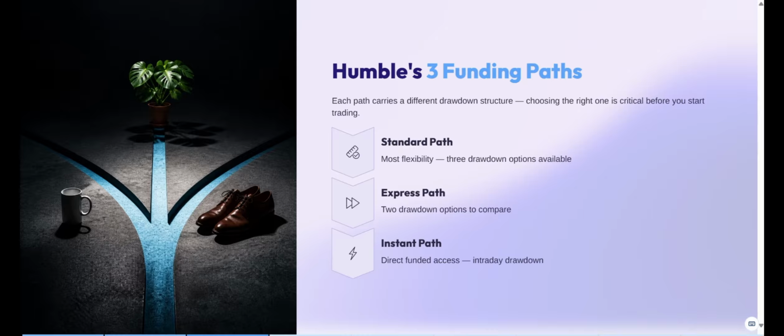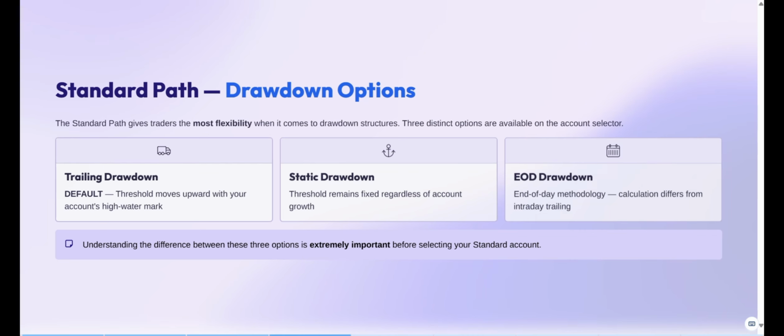Humble funding paths. Now let's take a look at the funding solutions available at Humble Futures Funding. There are three main funding paths: the standard path, the express path, and the instant path. But here's what's important. Each path can have a different drawdown structure, so let's go through each one. Standard path. Let's start with the standard path. The standard path gives traders three drawdown options. First, trailing drawdown, which is the default. Second, static drawdown. And third, EOD drawdown. So with the standard path, you have the flexibility to choose the drawdown structure that best fits your trading style.